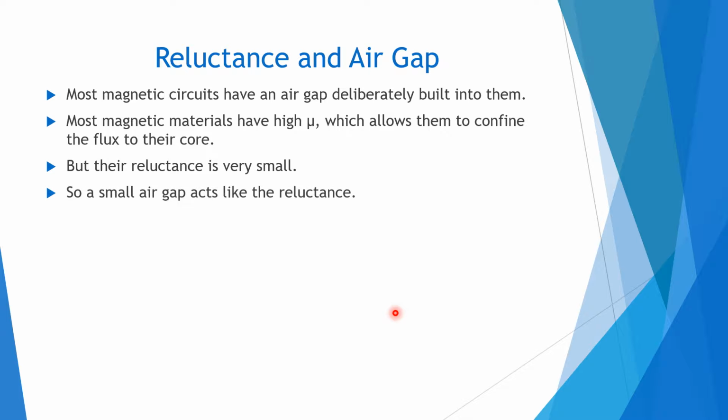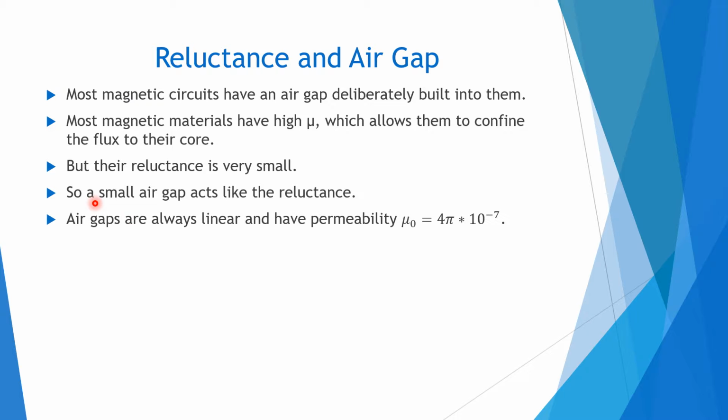So we put a small air gap which acts like the reluctance. Now this is a bit different from an electrical circuit because you can't simply open the electrical circuit and then say that there is an air gap which is acting like the resistance. That's a bit weird because no current will flow. But here you can do that. A small air gap will act like a reluctance. It will allow the flux to flow through it. Now air gaps are linear in nature always. There is no approximation here, and that permeability is the vacuum permeability. It is 4 pi into 10 to the power minus 7.